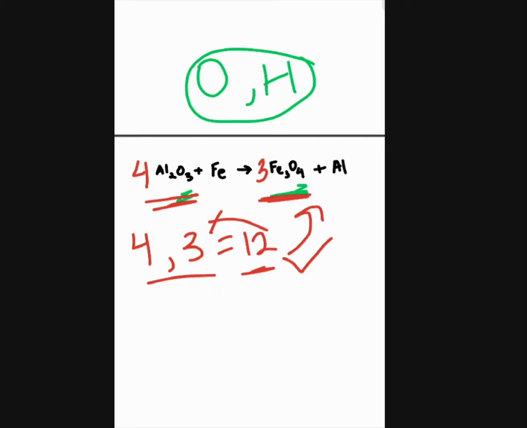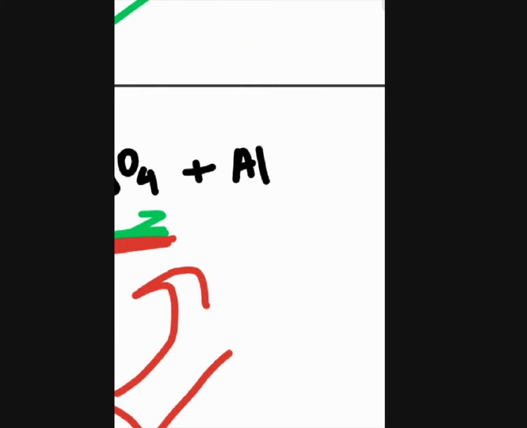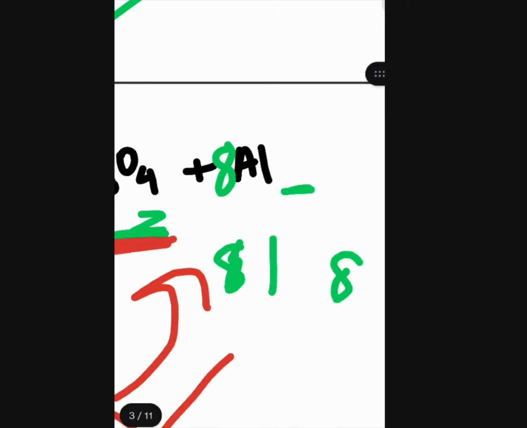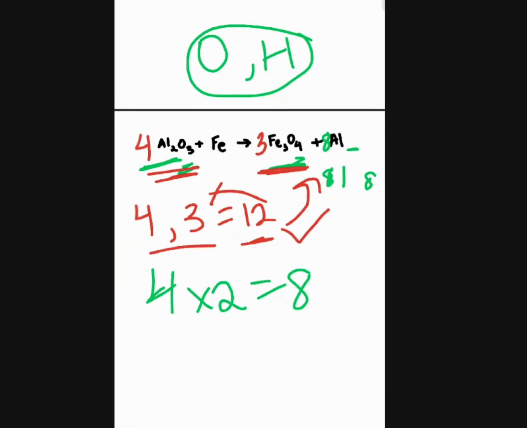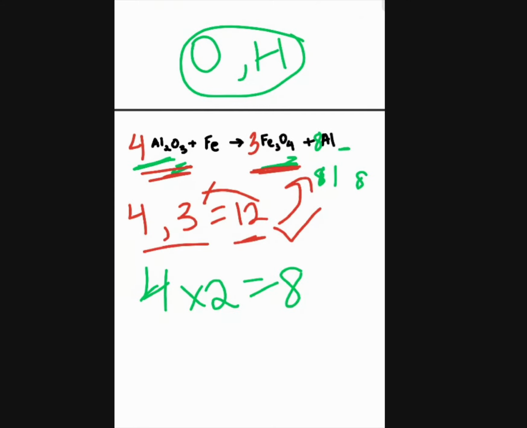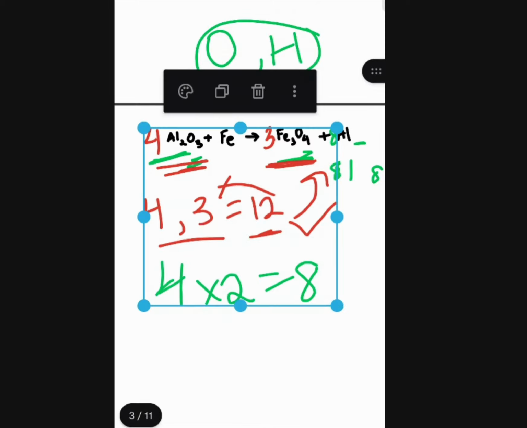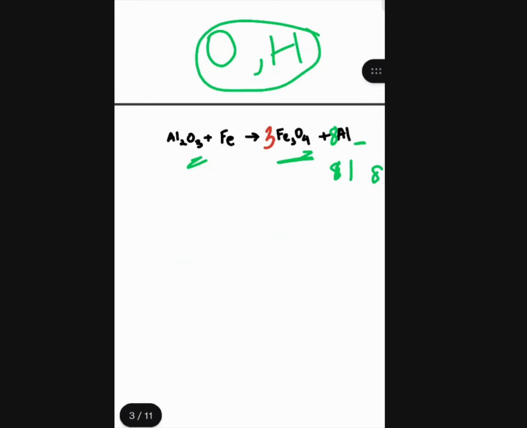Now let's look at the amount of aluminum here. There is 4 times 2, which is 8 aluminum here. That means we need a number to balance here. Since this is 1, what can I multiply with 8? What can I multiply with 1 to get 8? The answer is simple, 8. So we put a placeholder of 8 in front of the aluminum, and now let's move on to our last element, which is iron. I might be going a little fast, and if you do not understand, drop any comments and I can go over this again.